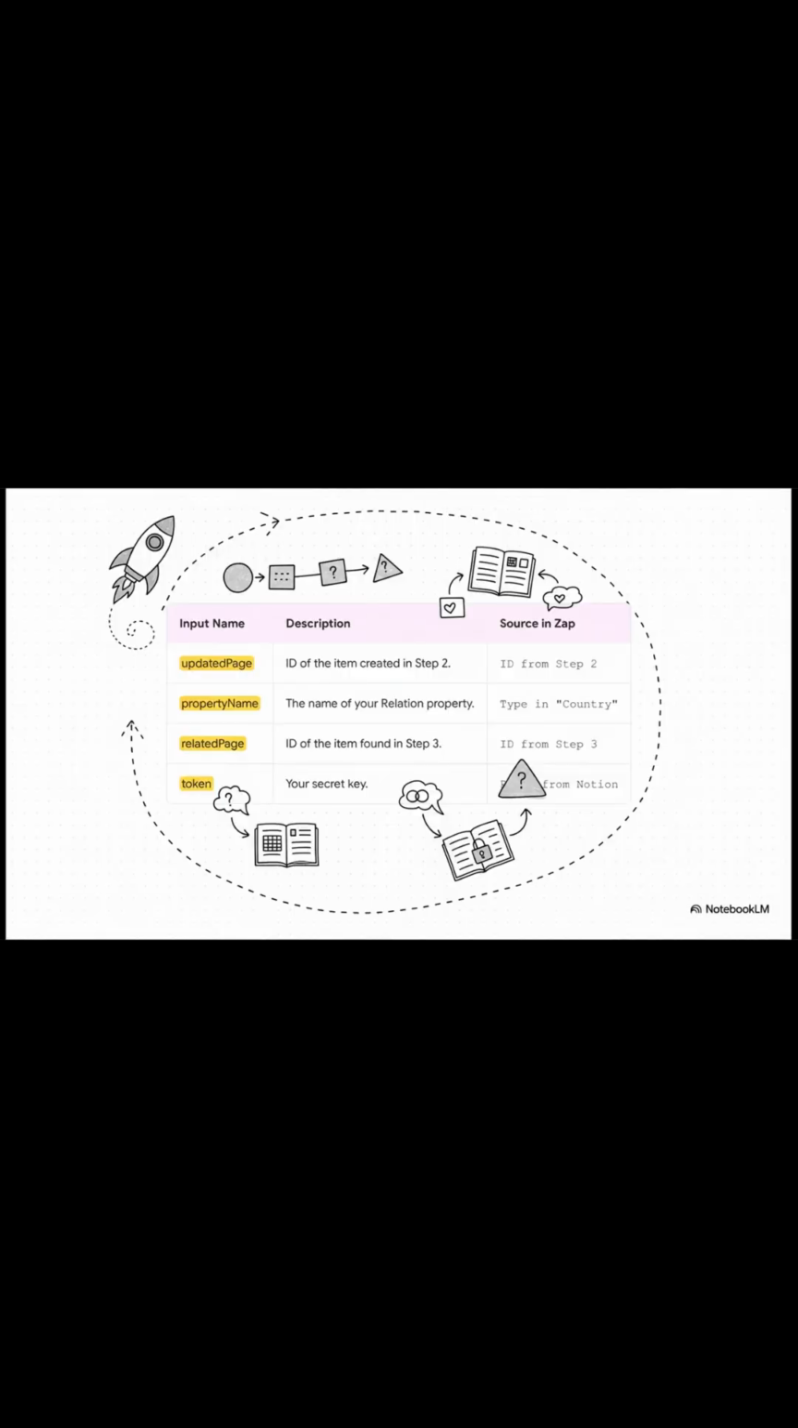So in this final Code by Zapier step, you'll pick the Run JavaScript option. Now, don't worry, you don't need to write any code yourself. You just paste in a little snippet that's already been written for you. But you do need to feed it these 4 pieces of info: the ID of the new page you just created, the exact name of your relation property, the ID of the page you want to link to, and of course, that secret token you generated a few minutes ago.